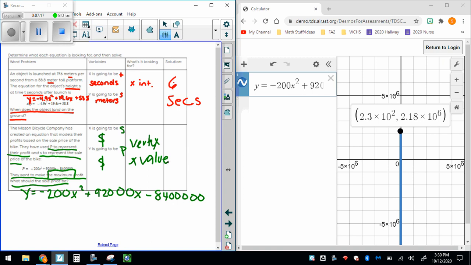All right, and the X value is this guy. So that is 2.3 times 10 squared. Is a perfectly legit answer, but if you remember your scientific notation, this is $230, right? Move the decimal twice for the squared. Either answer would be marked as correct.